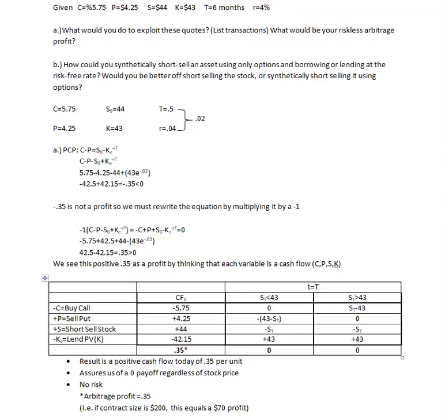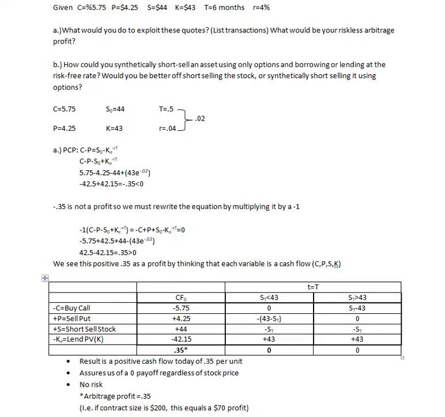So here we have a put-call parity equation. We are given the call and put premium, the stock and strike price for both options, the expiration date, and the interest rate. So for question A, it is, what would you do to exploit these quotes? What would be a riskless arbitrage profit?